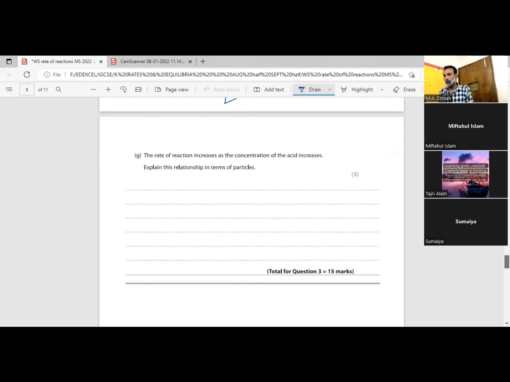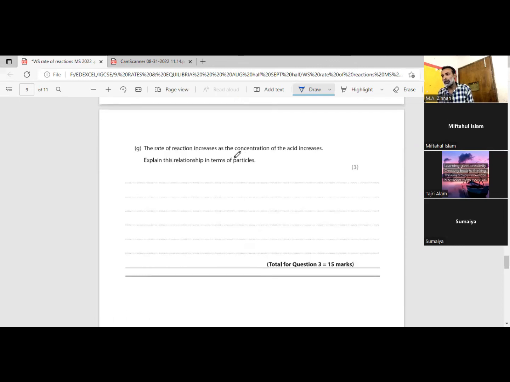The rate of reaction increases as concentration of the acid increases. Explain the relationship in terms of particles. We got two questions like this before, right? The relationship was asked once and then explain again. Are you getting clear? The question will change, the answer will also change. Your answer should adapt with the question. Adapt with the question.